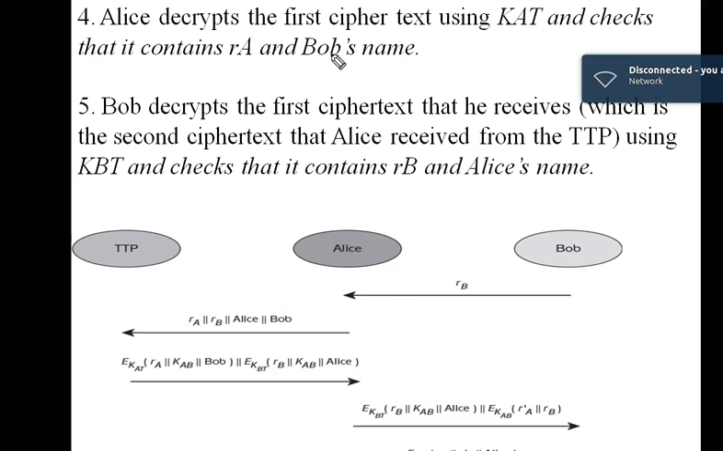Alice decrypts the first ciphertext using K_AT and checks that it contains R_A and Bob's name. Yes, R_A and Bob's name. Bob decrypts the ciphertext that he receives, which is the second ciphertext that Alice received from the TTP, using K_BT and checks that it contains R_B and Alice's name.